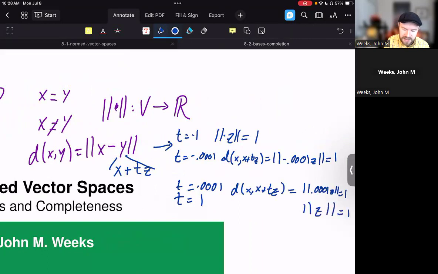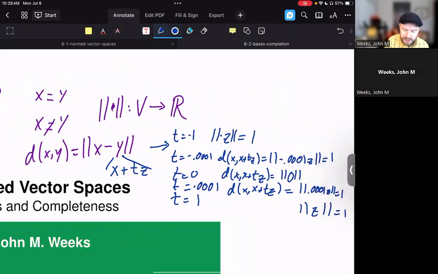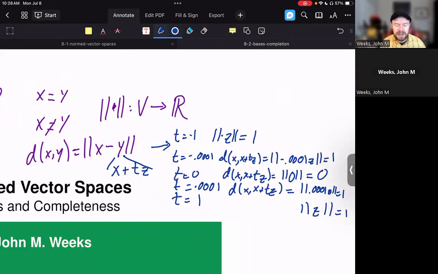But something interesting is going to happen when I look at t equals 0. At this point, when t is equal to 0, I don't have this tz term at all. And what I'm doing inside of this norm is subtracting x minus x. That is the distance from x to x at this point. So when I have t equal to 0, this is just the norm of 0, which would have to be equal to 0.